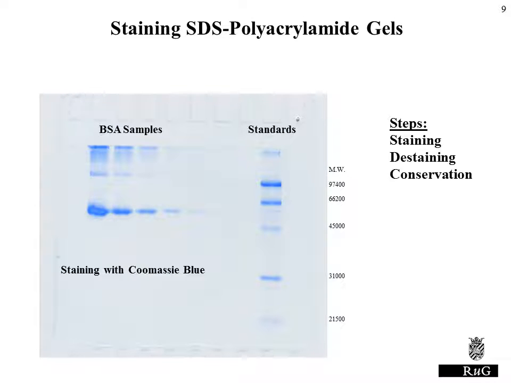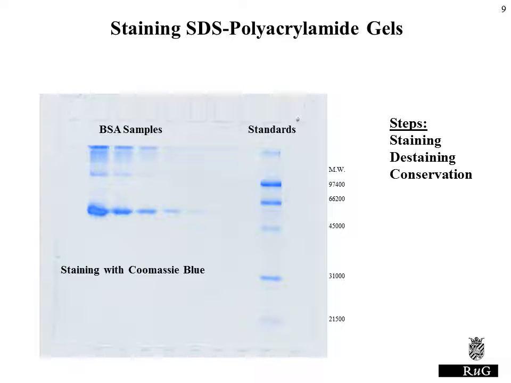This is a simple polyacrylamide gel, an SDS PAGE. We see bovine serum albumin samples on the left and molecular weight standards on the right. Every SDS PAGE gel should contain one lane with standards, so you can assign the approximate molecular weight of your molecules. You see the standards here range from 97,400 to 21,500. I believe this was a 12% acrylamide gel.